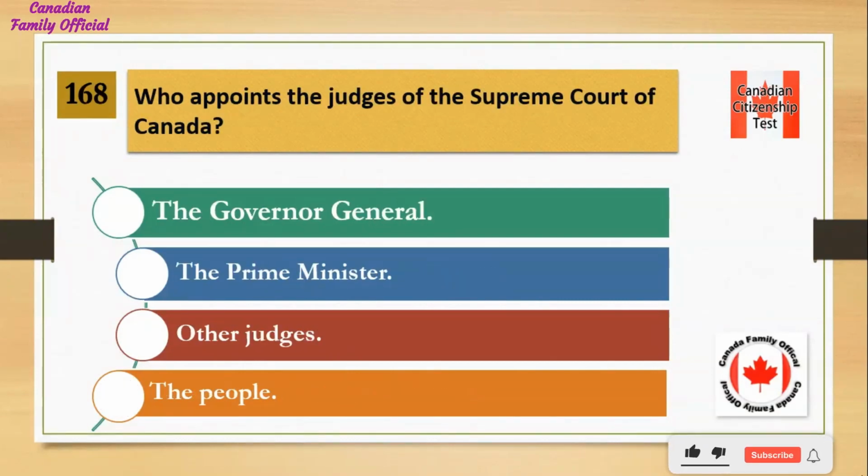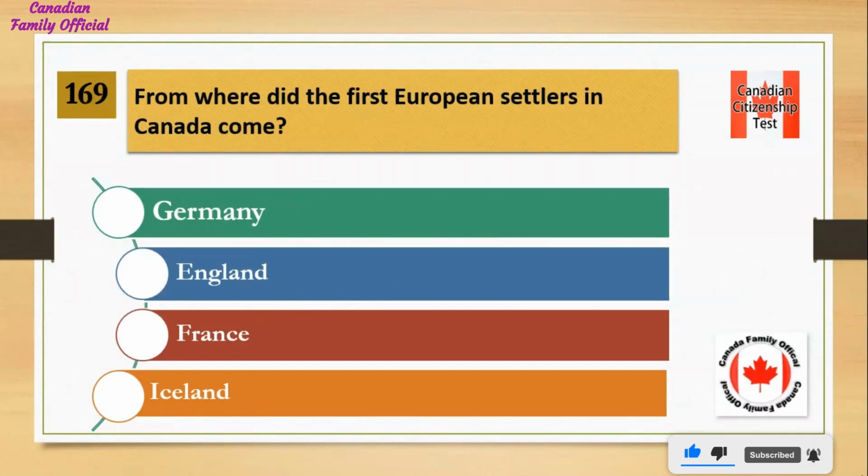Who appoints the judges of the Supreme Court of Canada? Number 1, the Governor General. Number 2, the Prime Minister. Number 3, other judges. Number 4, the people. And the answer is the Governor General.